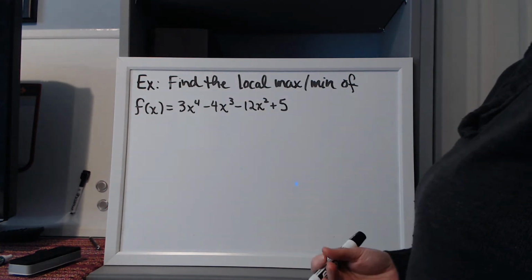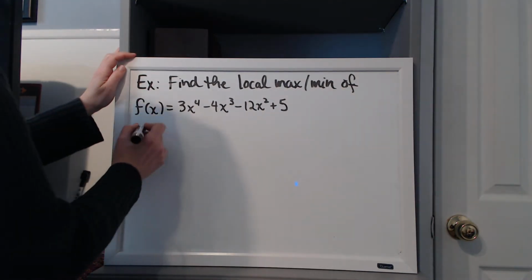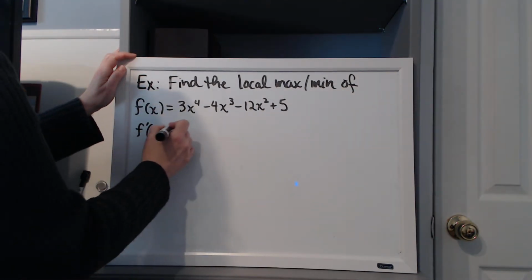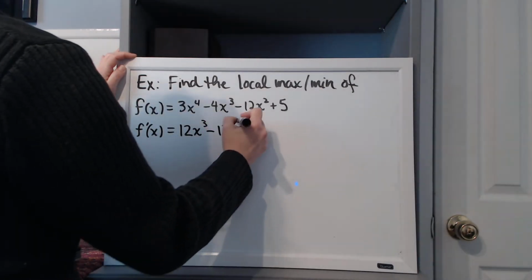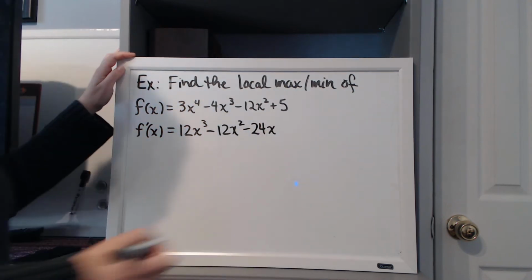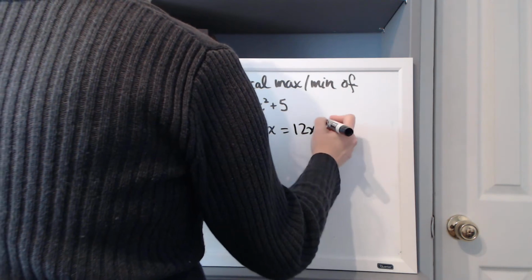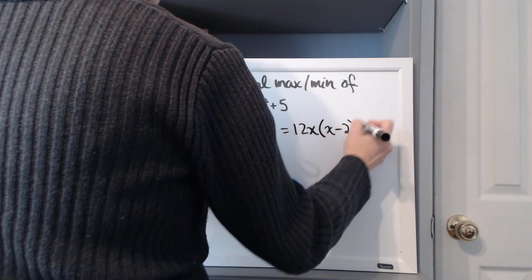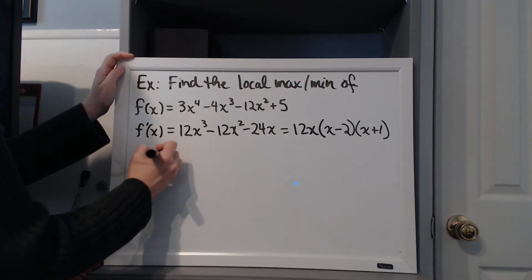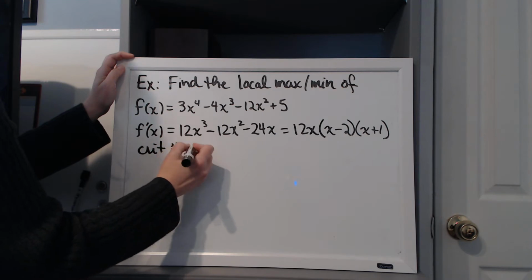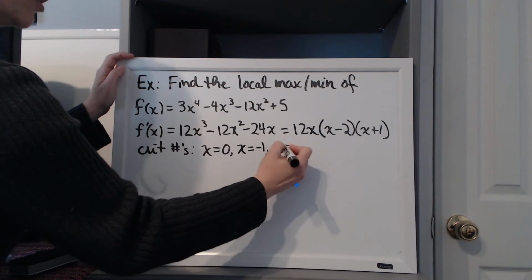So of course, we first have to find the critical numbers, because that is the most important part. And this, of course, should be a familiar function from our previous example. So the derivative will be 12x cubed minus 12x squared minus 24x, like so, which we factored previously and saw that's 12x times the quantity x minus 2 times the quantity x plus 1. And this gave us the critical numbers of x equals 0, x equals negative 1, and x equals 2.